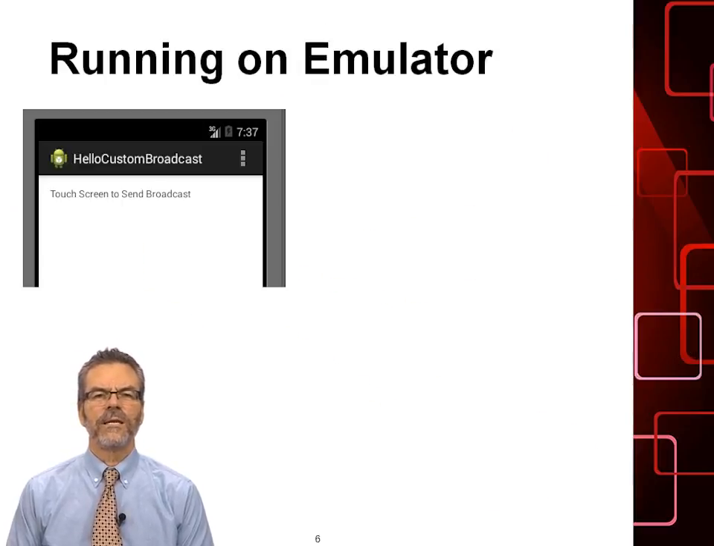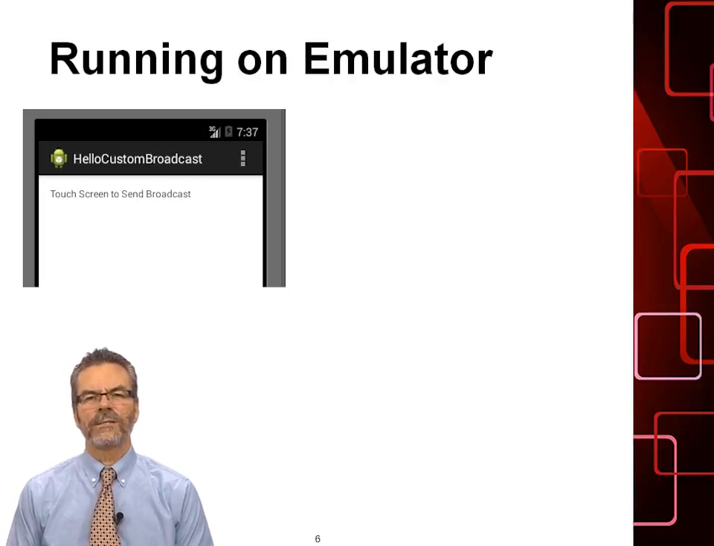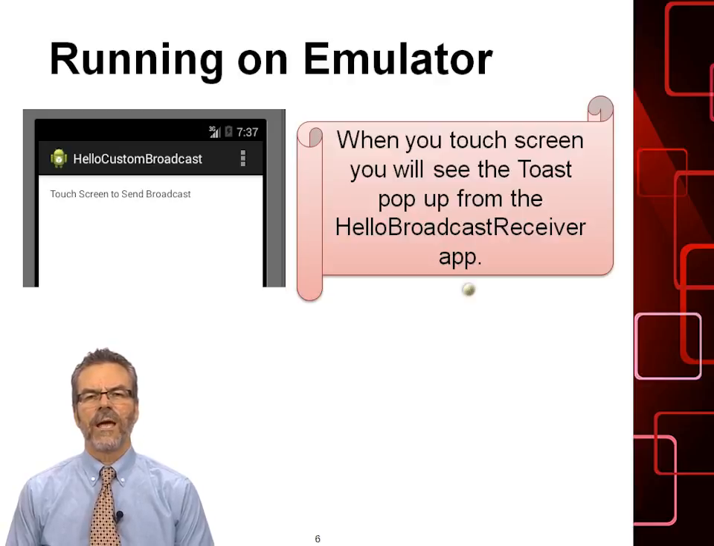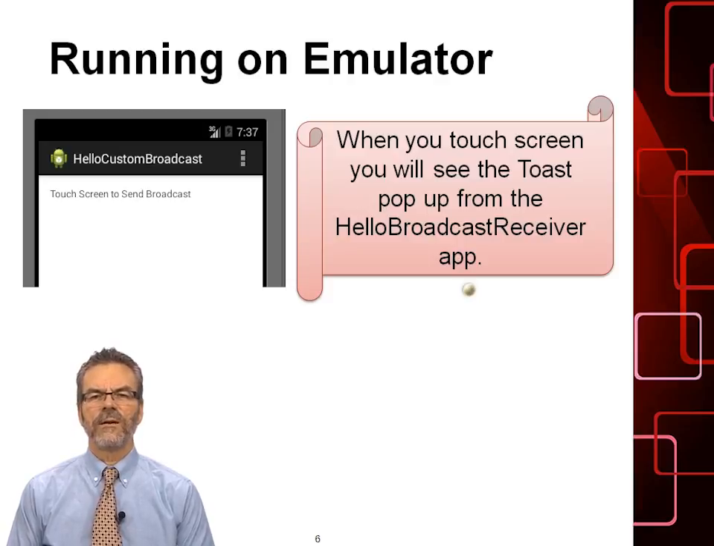So when you run this in the emulator, to see an example of this, we'll have a running emulator that says touch the screen, and by touching the screen, you'll have a broadcast sent. So when we do that, we'll send the broadcast, and the idea is it will be sent out, and anyone who receives it can receive this hello broadcast receiver.